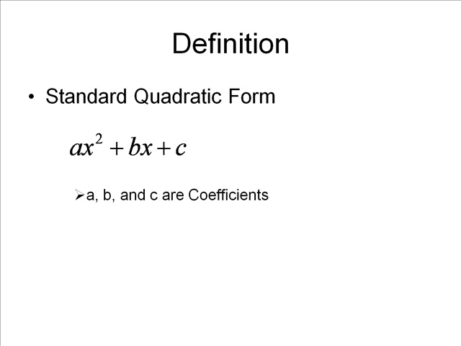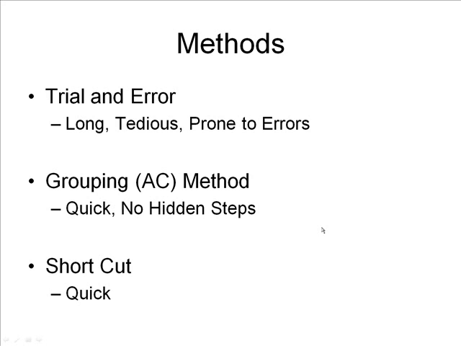A, b, and c will be numbers that we will be using for everything that we are trying to accomplish here. There are three basic methods for factoring quadratic expressions, the trinomials that we'll be working on. The first is trial and error. This has been around for a very long time. This is what I learned years ago, and this is what I dreaded when I thought of teaching the factoring methods. It's long, tedious, and extremely prone to errors.